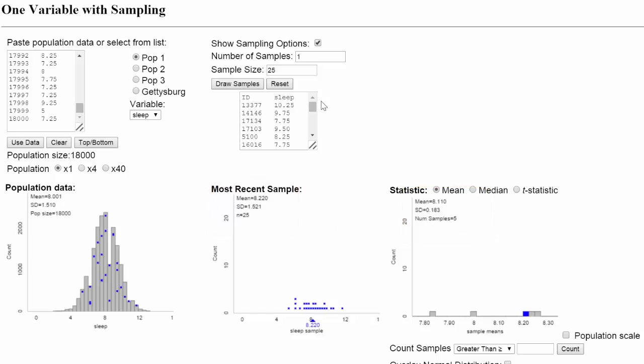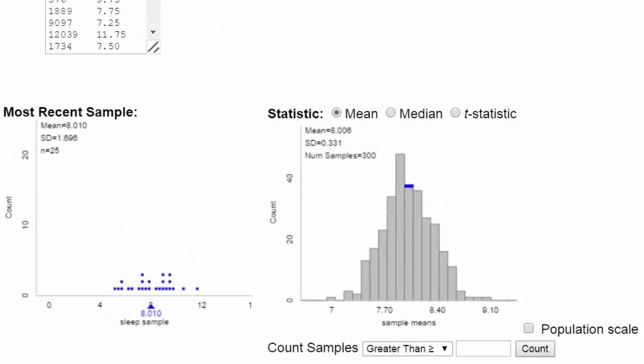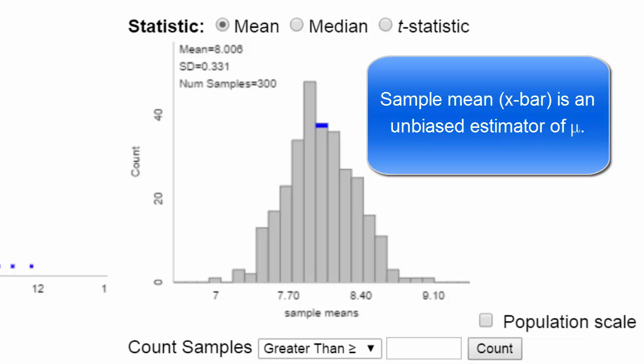Now let's go ahead and take 295 samples. We'll get a total of 300 samples that are going to be plotted down here. Note what the mean of my distribution of sample means is. Is it close to the population mean of 8.001? Yes, it's very close. It is 8.006. So this would indicate that the sample mean x bar is an unbiased estimator of mu.